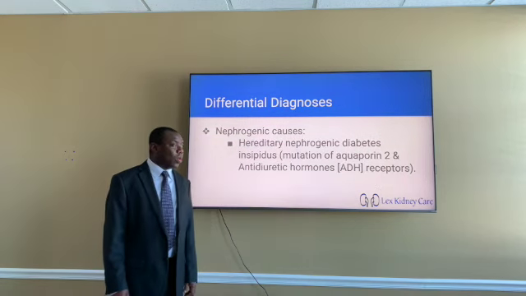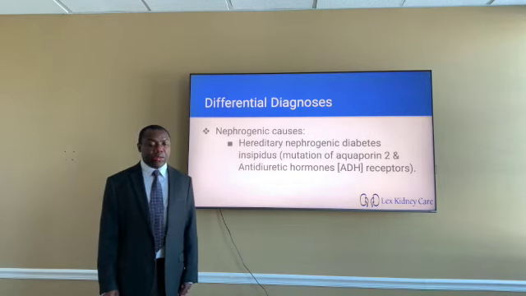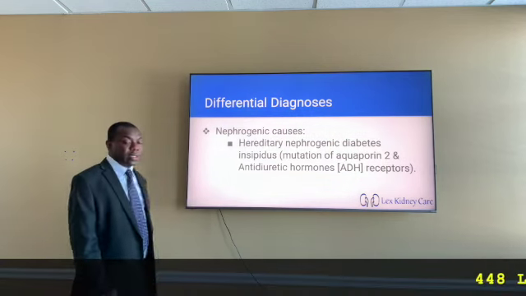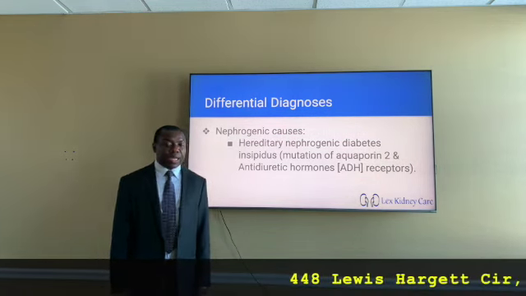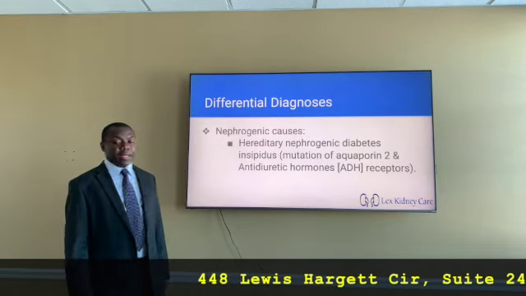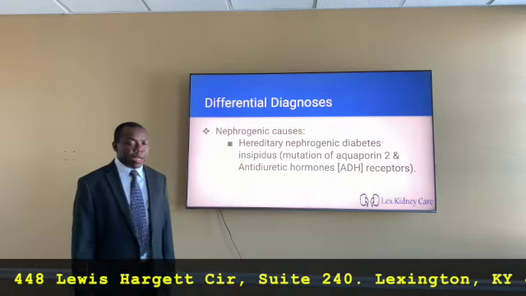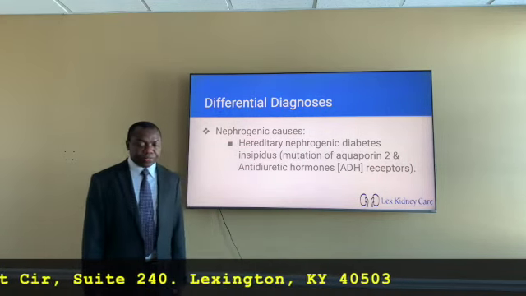Now, the other cause that is really important is where you can have the effect in your kidney, and that we refer to as the nephrogenic causes. It could be a hereditary nephrogenic diabetes insipidus, where there is a mutation of the aquaporin 2 as well as antidiuretic hormone receptor defects.